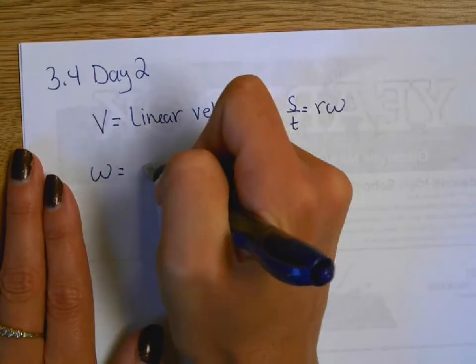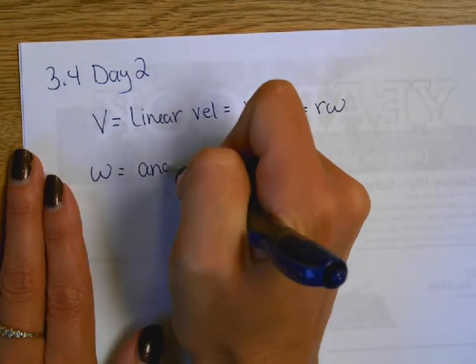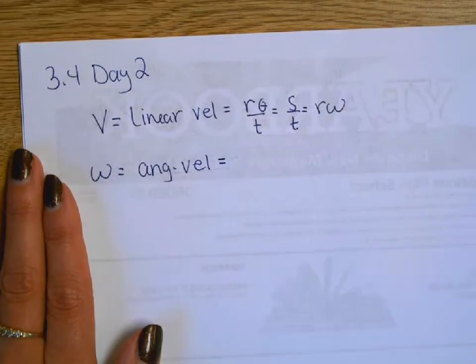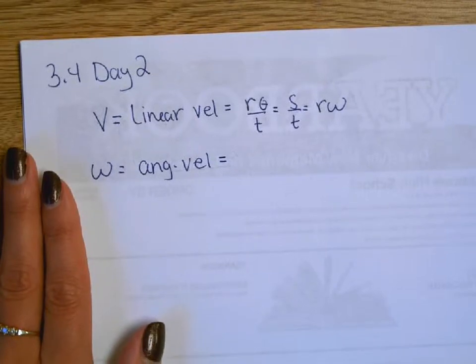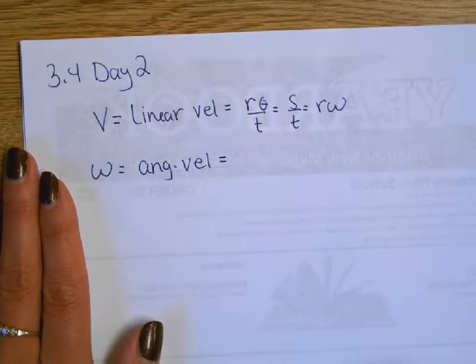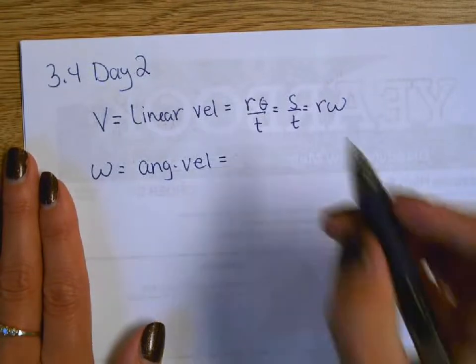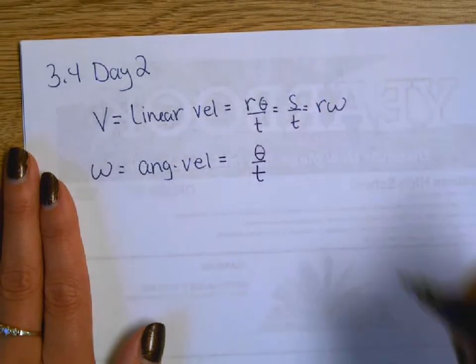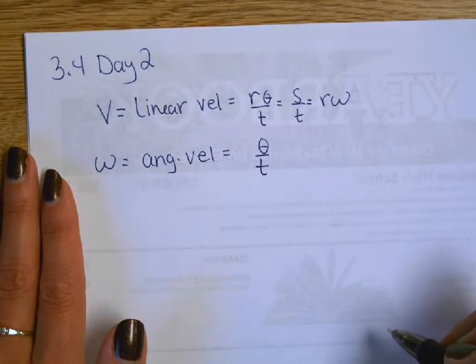And then we had angular velocity. Angular velocity was nice because we only had one form of it. What was it? Theta over time, because it was radians over time. That one's going to stay.